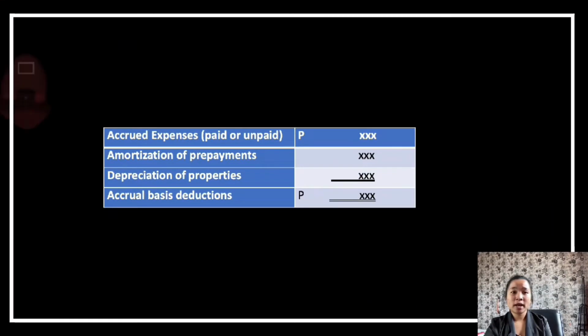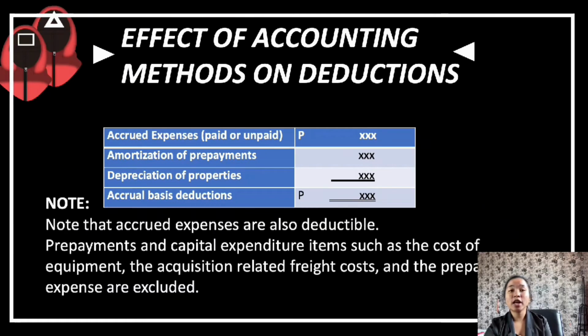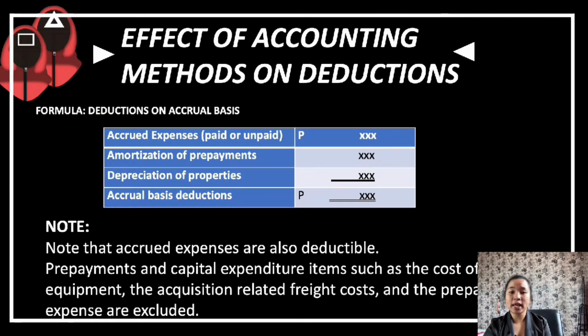And as for the accrual basis, income is reported when earned, and expenses are reported when incurred regardless of when these incomes are received or paid. For example, you would record revenue when a project is complete rather than when it's paid. Just note that with the accrual basis, accrued expenses are also deductible.